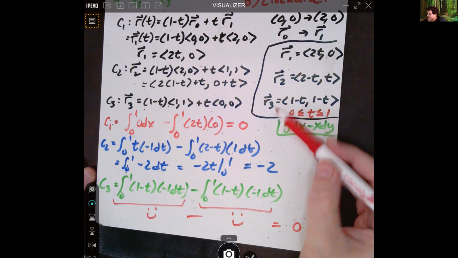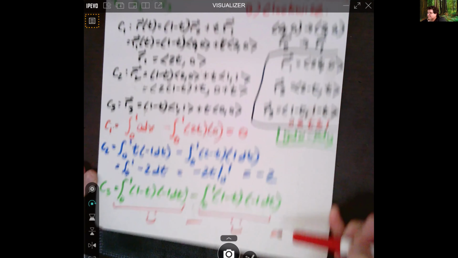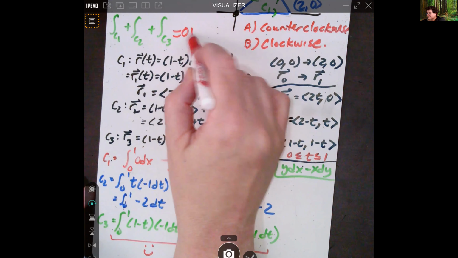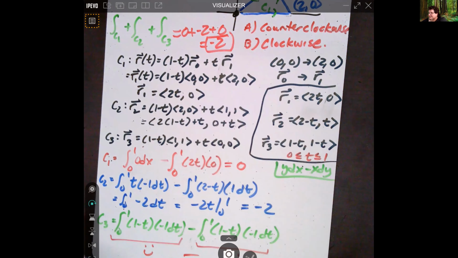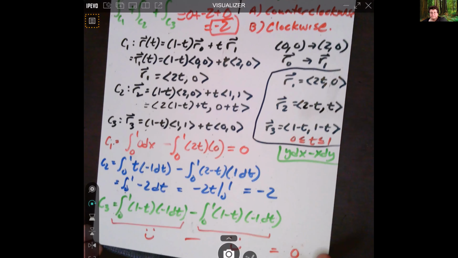I got 0, -2, and 0. If I come back up here, 0 plus -2 plus 0 is just -2. So that's the answer of doing it that direction.